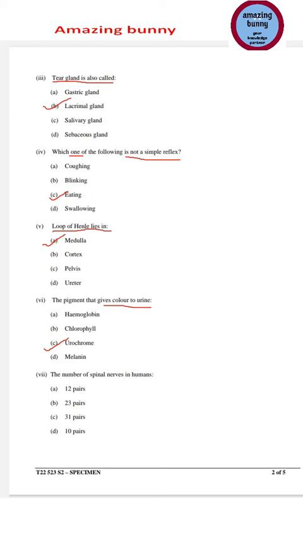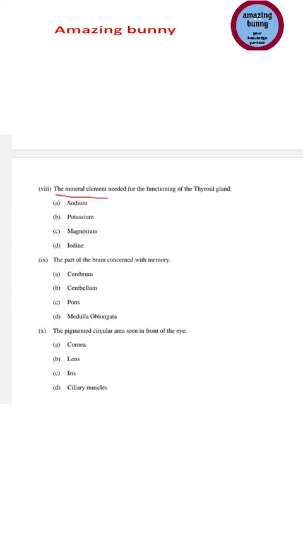Next question is the number of spinal nerves in humans, and the answer is 31 pairs. The spinal nerves consist of 31 symmetrical reciprocal pairs of nerves that connect the spinal cord to the periphery. The mineral element needed for the functioning of thyroid gland, and the answer is iodine, which is a micronutrient and required for thyroid hormone synthesis and function.